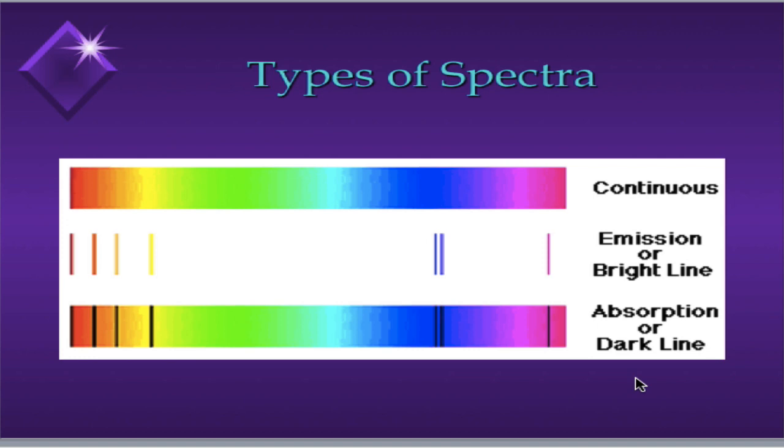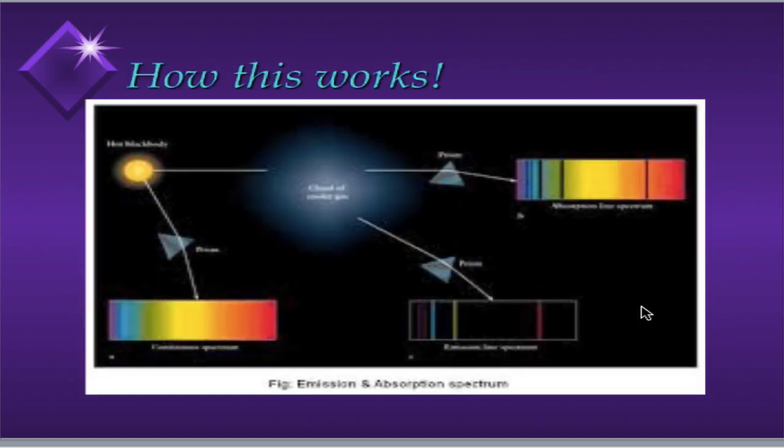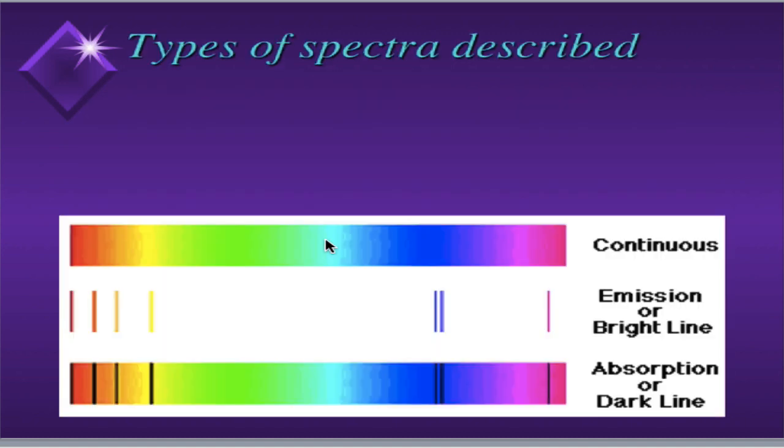Now, the images on the screen right now are the fingerprints of the stars. They're the spectra, and there are three different kinds of spectra. There's continuous, this one right here, then emission, and then absorption. Each one tells us a slightly different story about our stars. The spectra work like this. You can have a sun or a star like ours go through a prism, and we get the continuous spectra. That light can also go through a cloud of gas, and then through a prism, and we get either the bright line or the dark line spectra. So let's talk about the continuous spectra really quick.